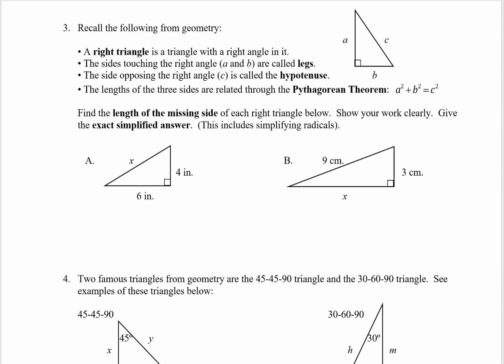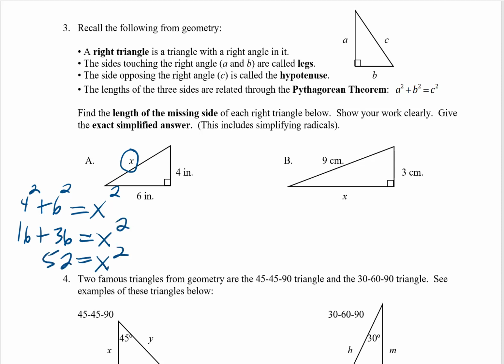Problem 3. In part A, I have a right triangle, so I can find the missing side using the Pythagorean theorem. The missing side is the hypotenuse, so I'll start with 4 squared plus 6 squared, those are the two legs, equals the hypotenuse squared. That gives me 16 plus 36 is x squared, or 52 equals x squared.